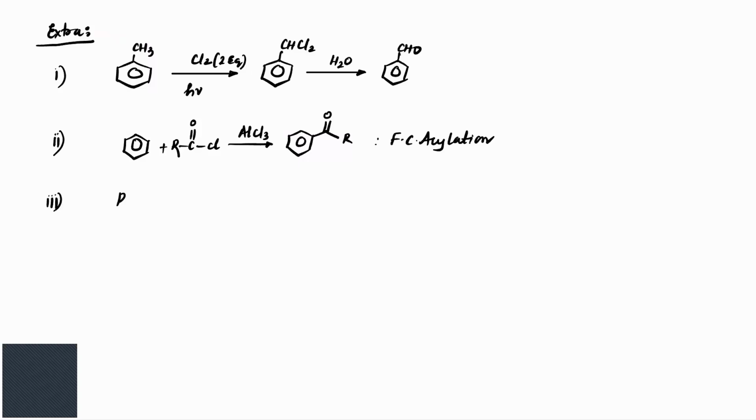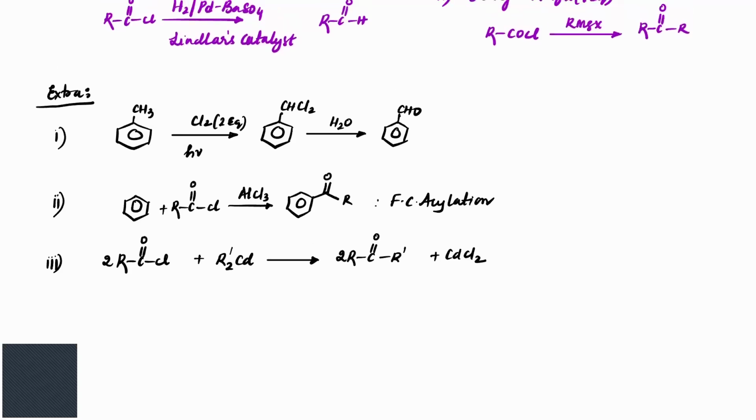Or we can take RCOCl plus R2Cd. R2Cd also has a very special nature that it will only convert up to ketones, right? If I take 2 moles, it will be converted into this, and CdCl2 will be formed this way. Okay. These are a few extra reactions that we need to know where the preparation of aldehydes has been done.